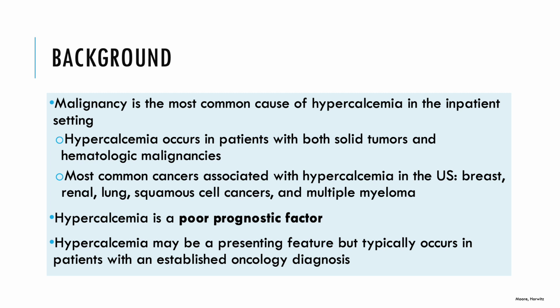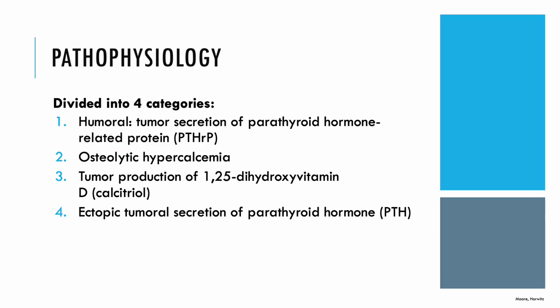I also wanted to mention that hypercalcemia can be a presenting feature, but it typically occurs in patients with an already established oncology diagnosis. Next, I'm going to go through some pathophysiology for hypercalcemia of malignancy. This pathophysiology is divided into 4 different categories. First, we have humoral or tumor secretion of parathyroid hormone-related protein. Second, we have osteolytic hypercalcemia. We also have tumor production of calcitriol. And then lastly, we have ectopic tumoral secretion of parathyroid hormone, and I'll go through each of these more in depth in the coming slides.